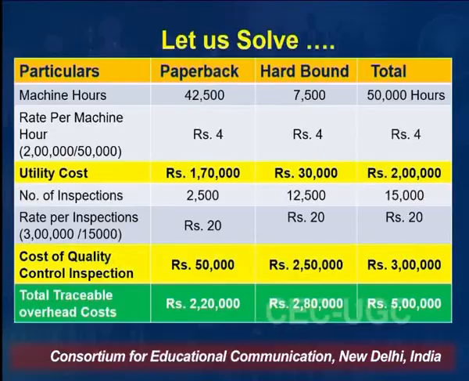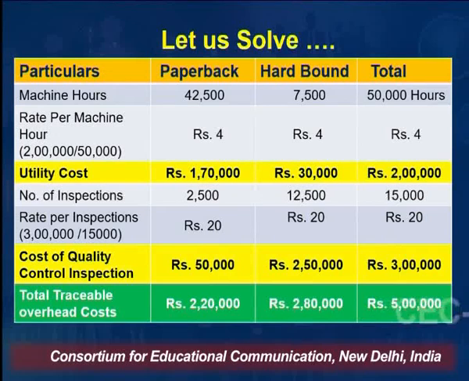So if you look at the variants of the product this publisher is dealing with, there are two variants, paperback and hardbound. So what we have done is we have created 4 columns: particulars, paperback, hardbound, and then total. Just to know what is my total profit or total cost, it will show what is the total impact. So if you look at the machine hours, whatever information was given in the question, I have tried to summarize it here as a part of our solution to the question.